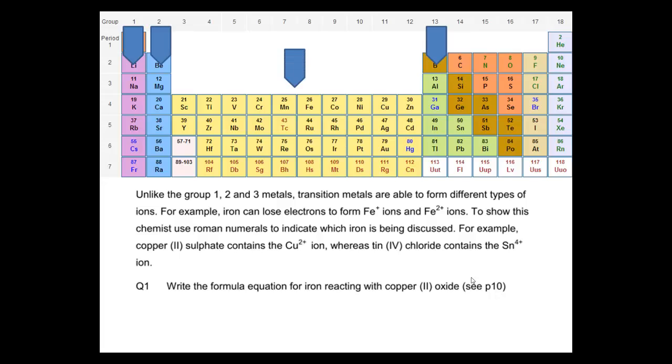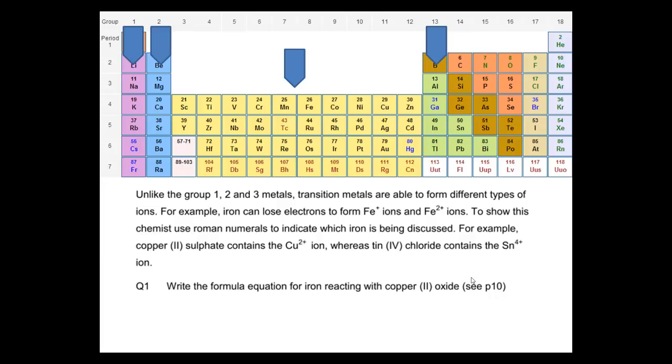So, unlike group 1, 2 and 3 metals, the transition metals are able to form different types of ions. Iron can lose electrons to form Fe 2+ ions and Fe 3+ ions. To show this, chemists use Roman numerals to dictate which ion is being discussed. For example, copper(II) sulfate contains the copper 2+ ion, whereas tin(IV) chloride contains the tin 4+ ion.